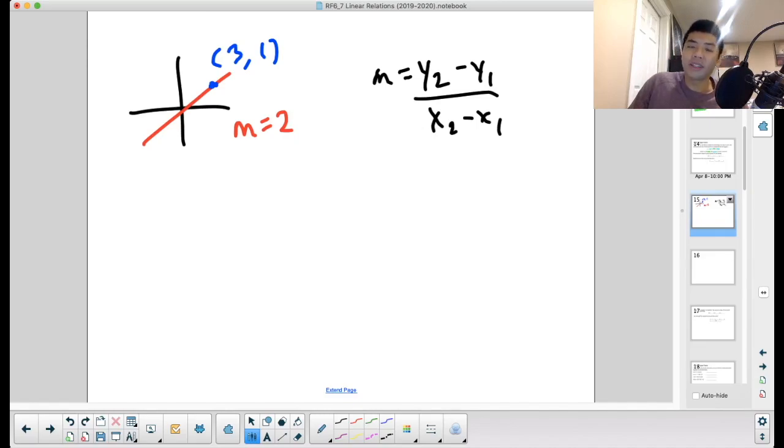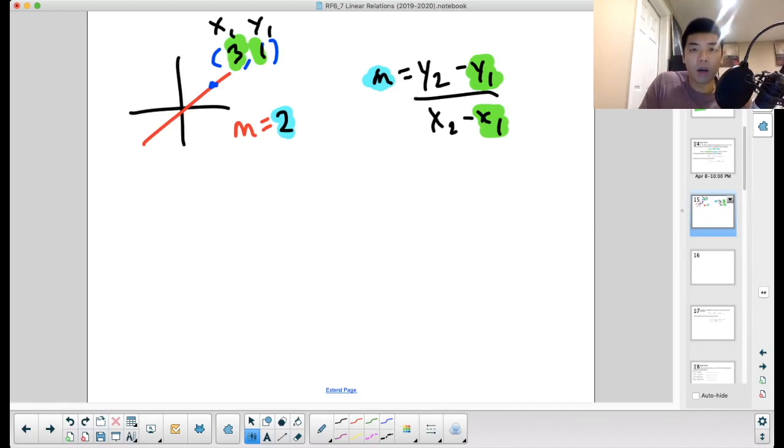Now the only thing that's going to be a little bit different is that in this case we're given the slope, and that (3, 1) is what's a little bit different. That (3, 1) is actually part of this same equation. We could consider that (3, 1) representing x1 and y1. So let me go ahead and write that down. That could be x1, y1.